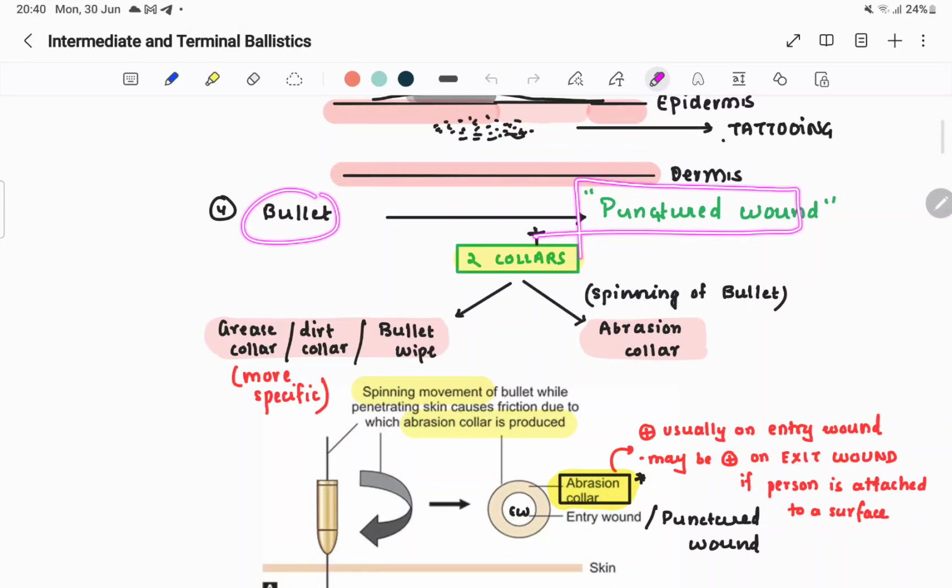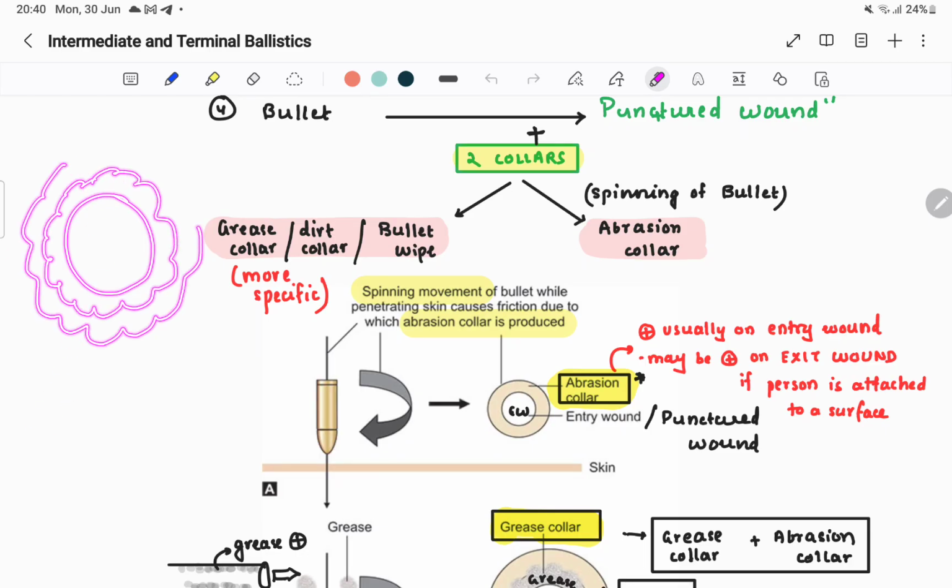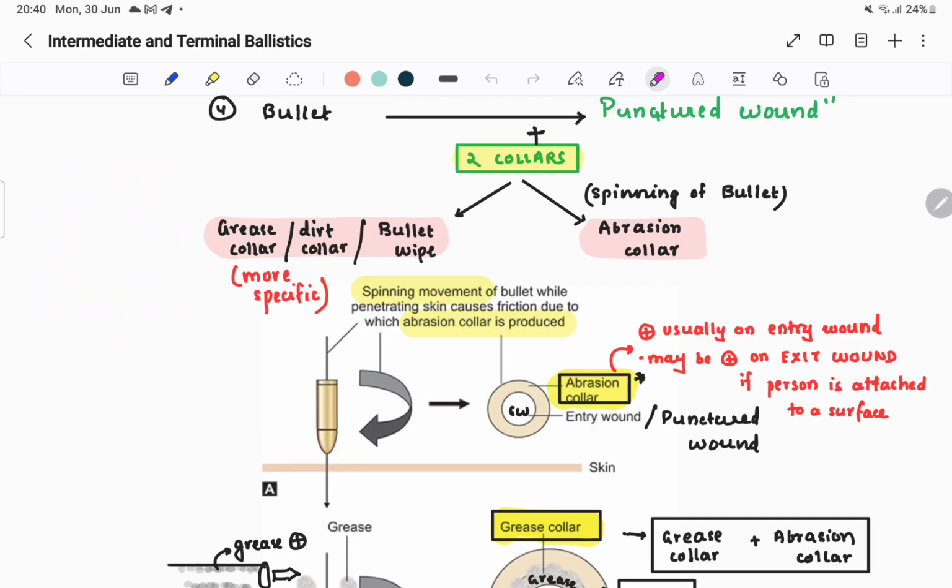A bullet produces a punctured wound and two collars. What are collars? If this is the wound, there is an outer lining. This is a collar and this is another collar. Two collars it is producing. One is called the grease collar, dirt collar or bullet wipe. And the second one is the abrasion collar.